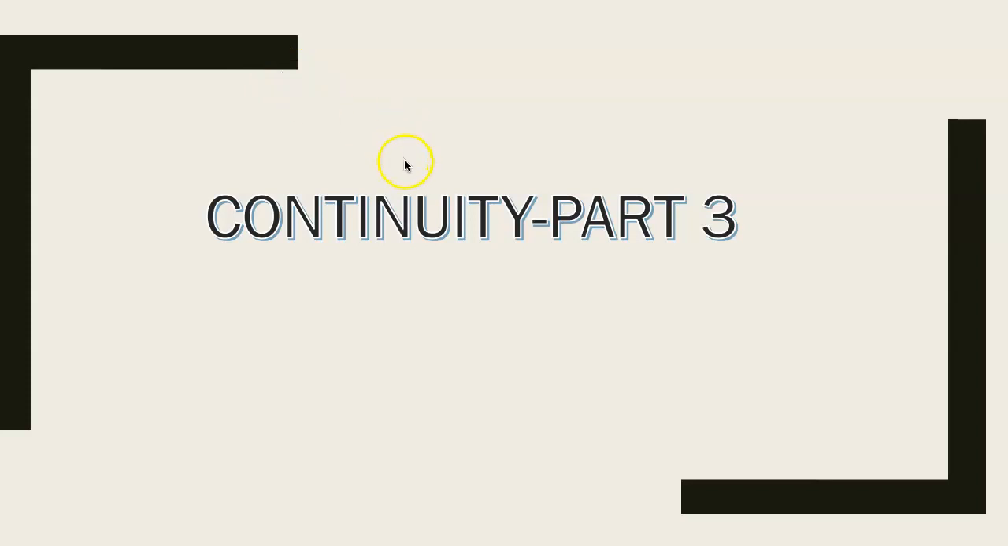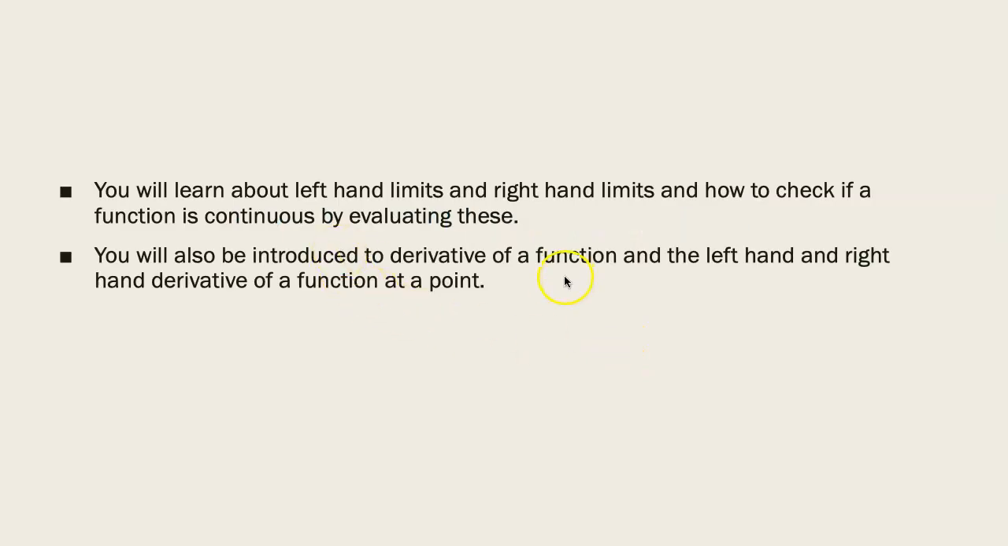So welcome to the third session of Continuity Part 3. Here we will be learning about left-hand limit, right-hand limit, and how to check if a function is continuous by evaluating these. You will also be introduced to the derivative of a function and the left-hand and right-hand derivative of a function at a point.